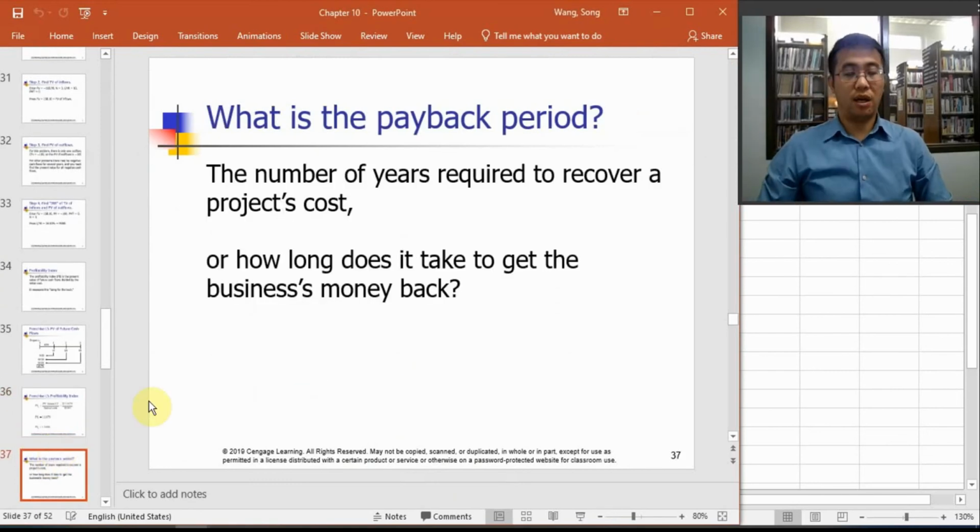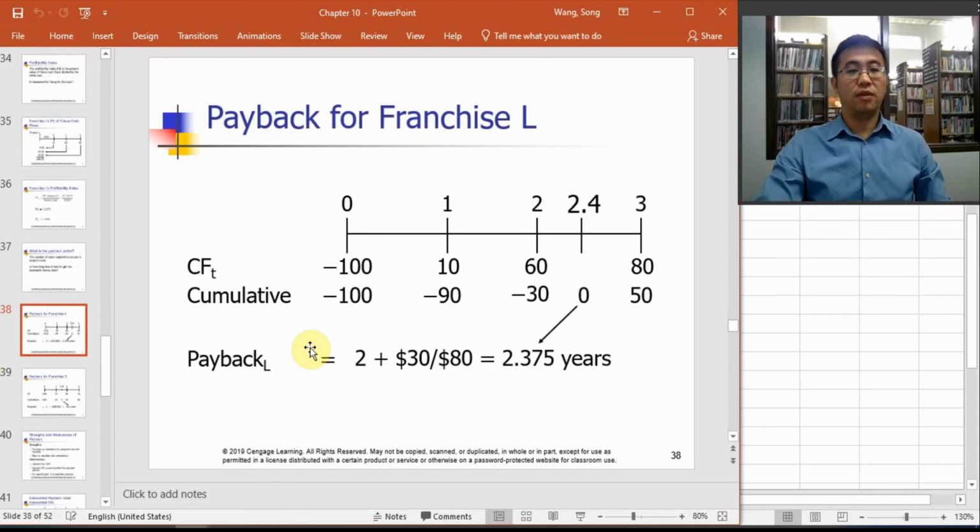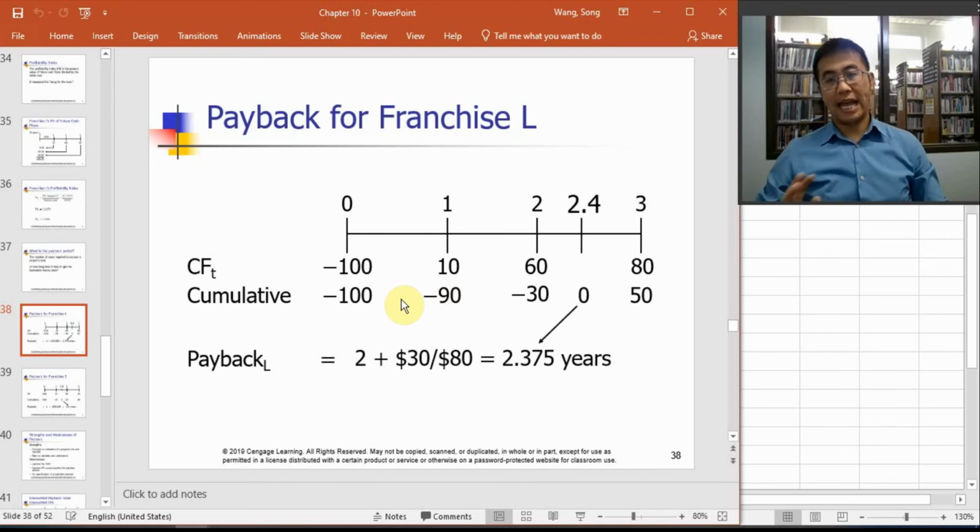The next one is called a payback period. And a payback period basically tells you how long it takes to get your money back. It is the number of years, with fractions sometimes required, to recover the project cost. So if you look at project L again, these are the cash flows: negative 100, 10, 60, 80. And you are going to first get the cumulative cash flow, or your ending year balance, for each year.